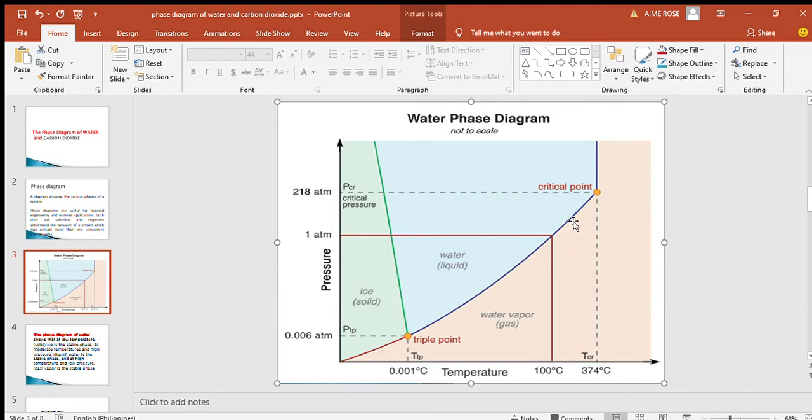Now, if we reach beyond 100 degrees Celsius, this is now the critical point of water. Water is not stable. Now, at 374 degrees Celsius, with 218 atmospheric pressure, this is the critical pressure of water at this point. Water reaches the critical point. So this is the phase diagram of water.